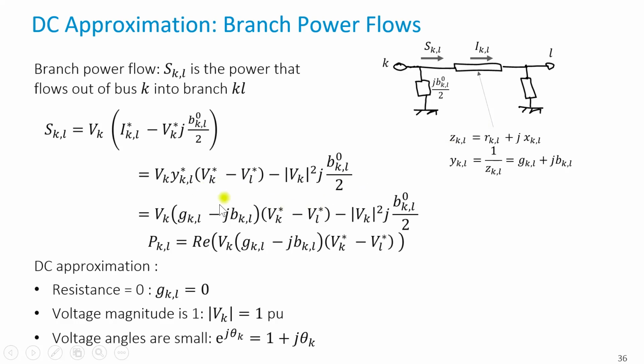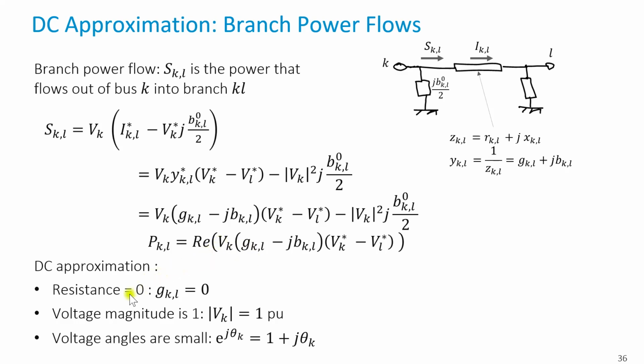And in the DC approximation, we are interested only in active power. So the DC approximation entirely ignores reactive power. So it cannot be used for voltage control. We use other techniques. So the DC approximation considers only active powers here. So if I want active power, I take the real part of this, and then I will do approximations that are consistent with what I said before.